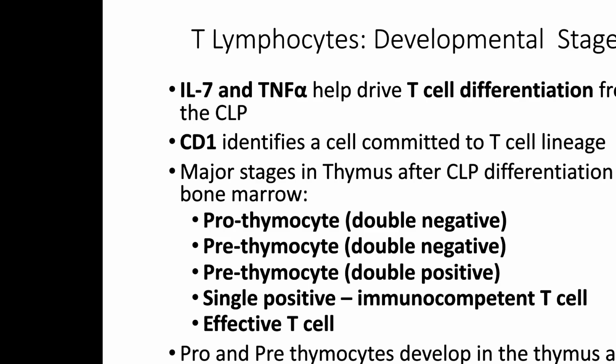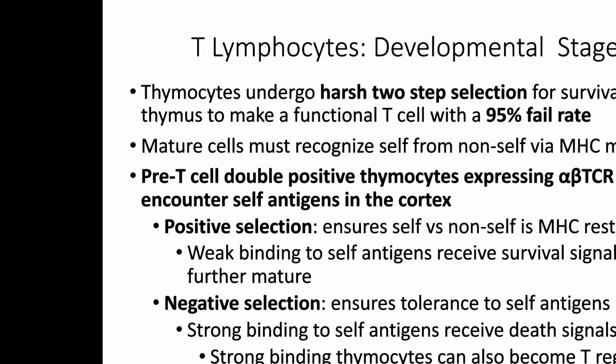When I say something like double negative and double positive, that means it has either recognized two forms of the antigen, or it's able to positively identify them. So pro and pre thymocytes are developing in the thymus, and 95% of those pro and pre thymocytes are going to be eliminated because they haven't done their job just right. That two-step selection is really important to make sure that we're not going to get something that's going to attack our own body.